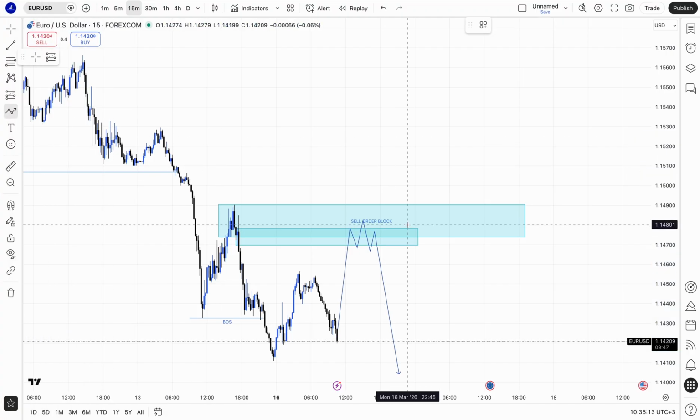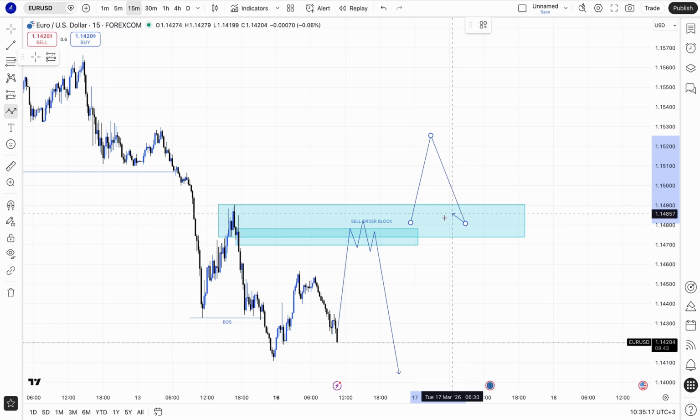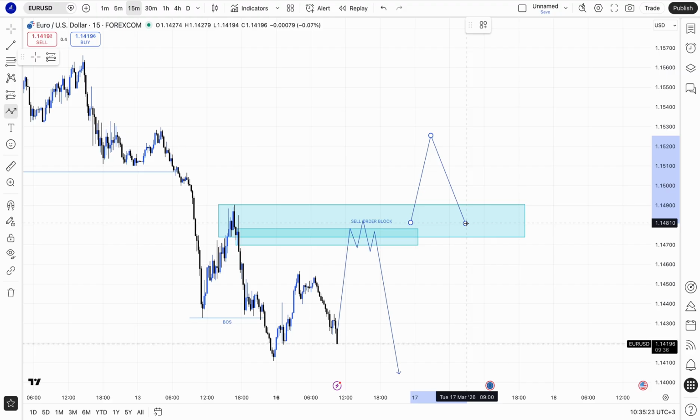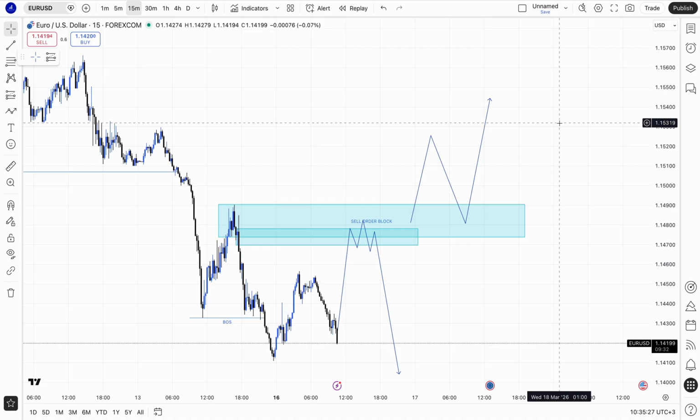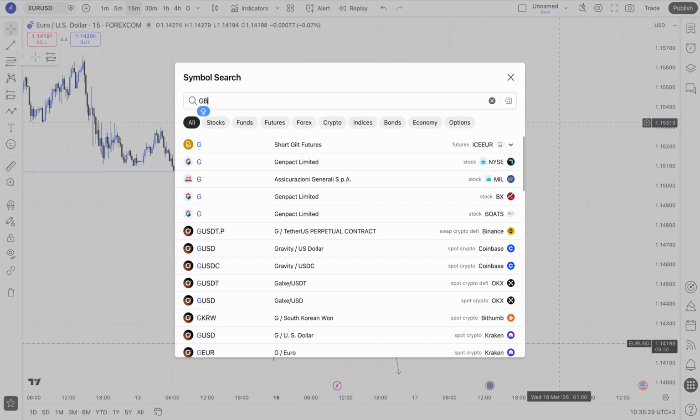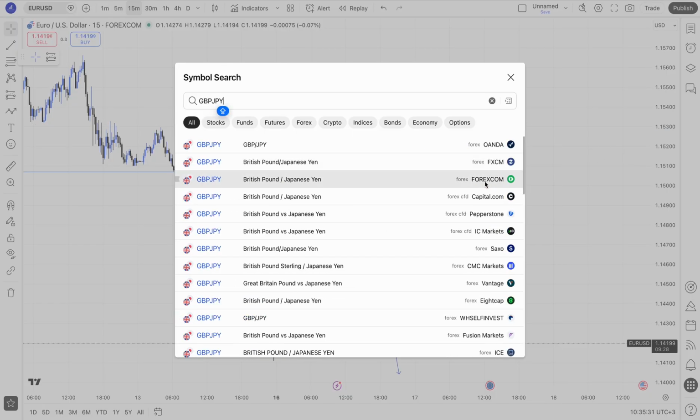Then scenario number two, just wait for the break here, then a retest around here, then after getting this retest, then I'll wait and I'll look for those buy confirmations, then I'll continue buying. Same scenario, super simple. Then GBP, JPY.